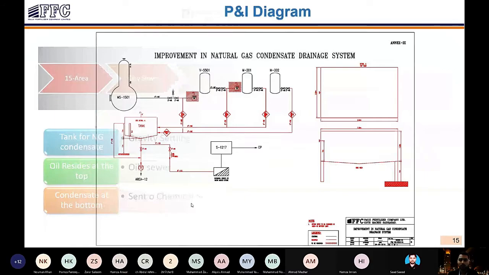Also, other knockouts in this area, which are for the fuel header or the feed header, are provided with the same arrangement, so any condensate from these knockouts will also be collected in the same tank, and they would be provided with the residence time for settling.